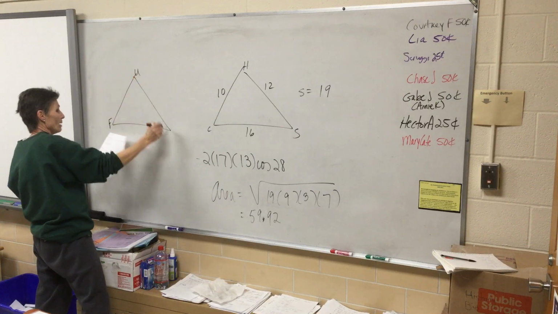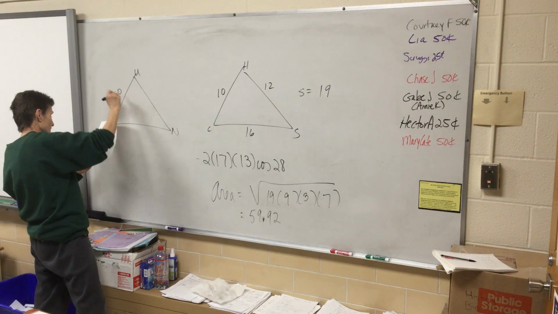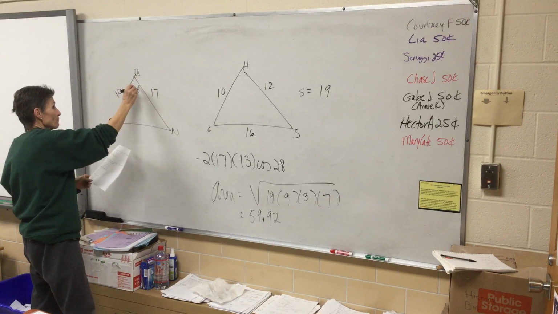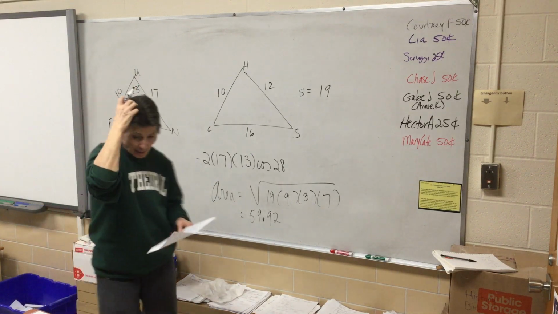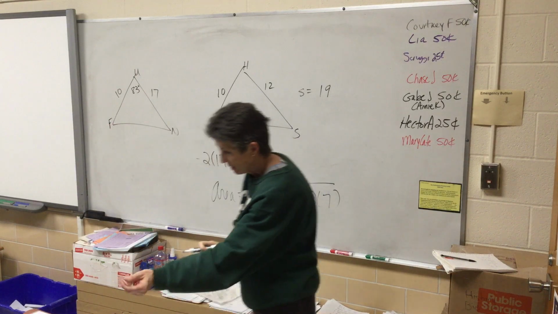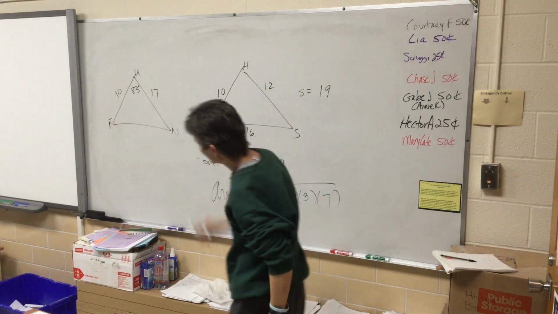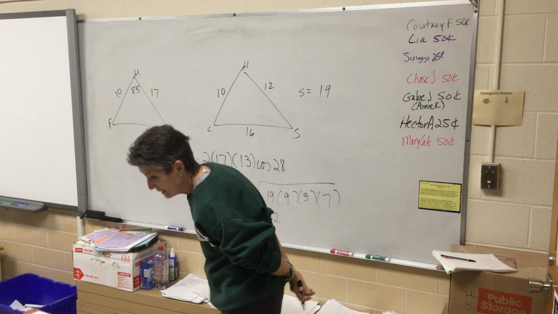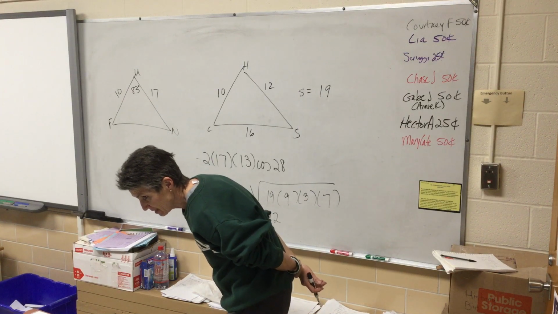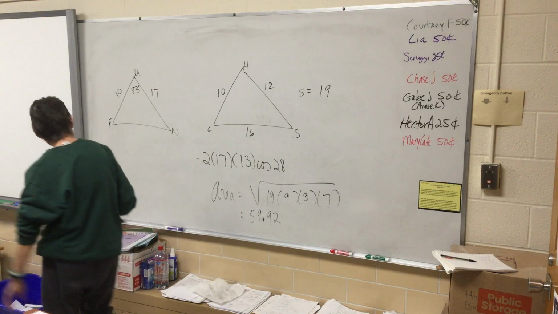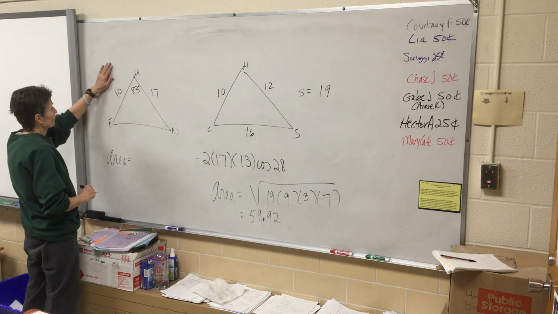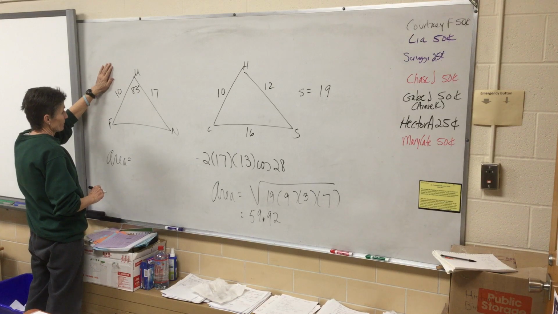Another area problem. This one, the information is different, isn't it? I don't have all 3 sides, but can I find the area of that triangle? Yeah, it's actually easier, isn't it? What's the setup for this kind of situation? I don't remember that part.